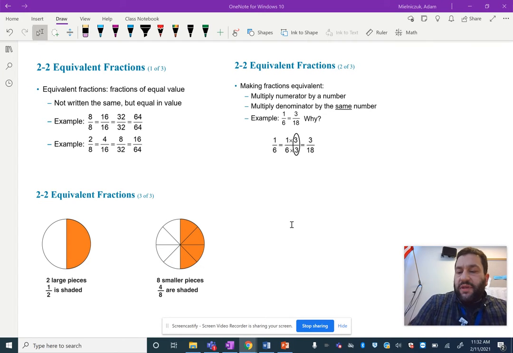What are equivalent fractions? Well, think about the word equivalent. Equivalent means to be equal or the same. So equivalent fractions are fractions of equal value. They may not be written the same, but they are equal in value.